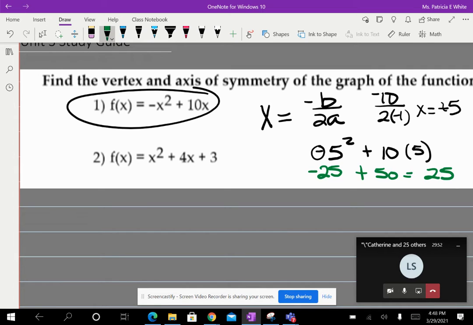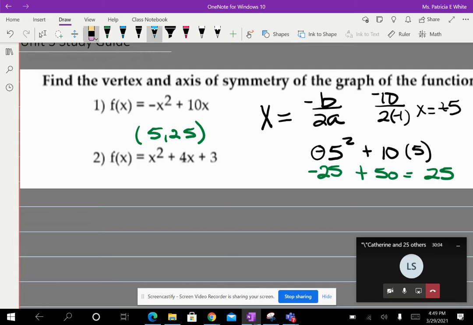So my vertex is going to be 5, 25, and your axis of symmetry is your x, right? This axis of symmetry is x equals. So in this problem, my x equals 5. Majority of your problems for chapter 4, you are going to have to find that vertex. So know this.